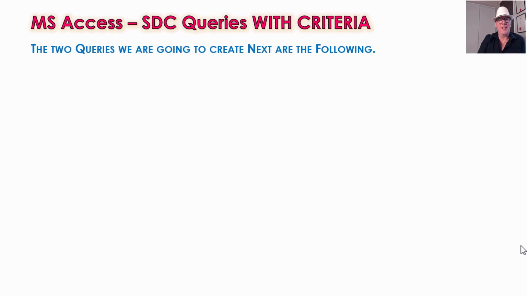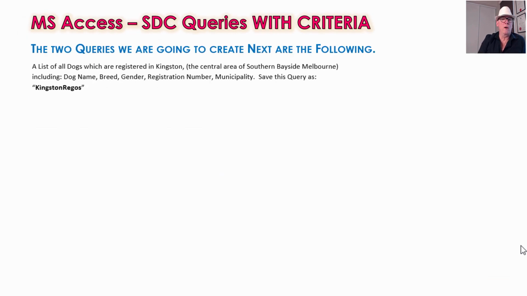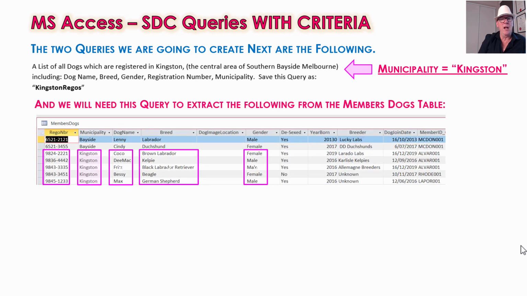Okay, with the new members in there, we're going to do 2 queries. A list of all the dogs that are registered in Kingston, so municipality equals Kingston for those ones. Then we're going to get that information from the database: dog name, breed, gender, registration number, municipality.